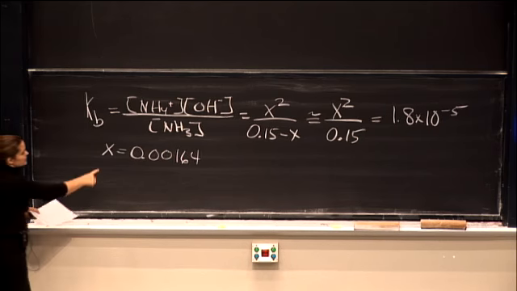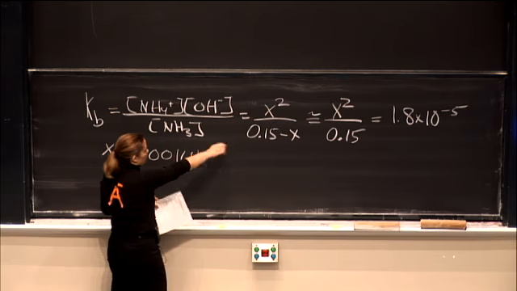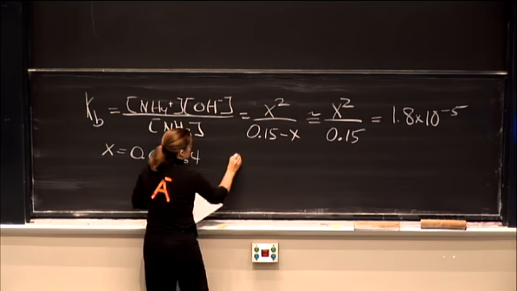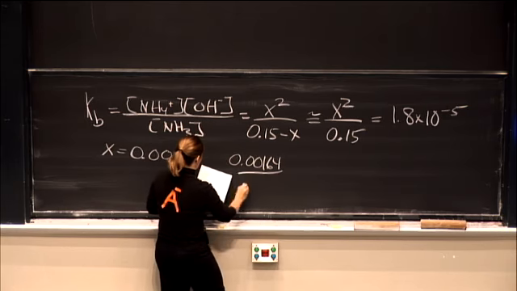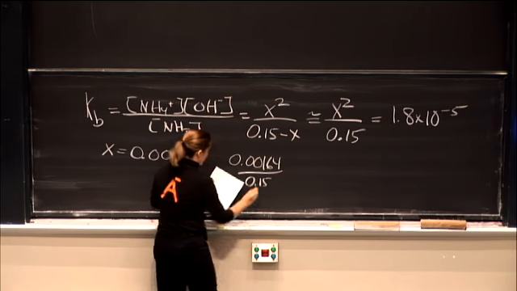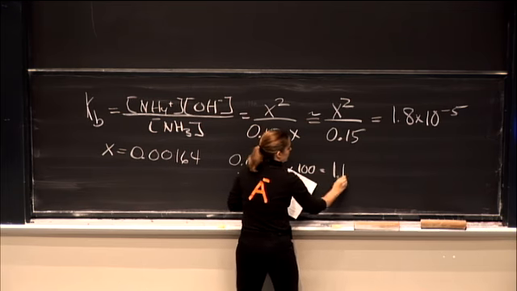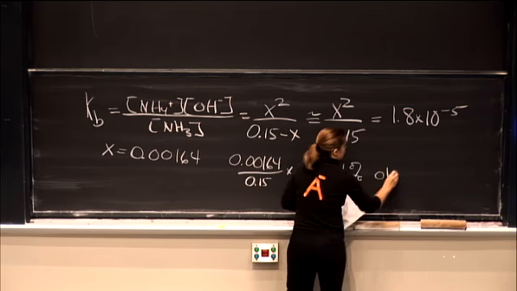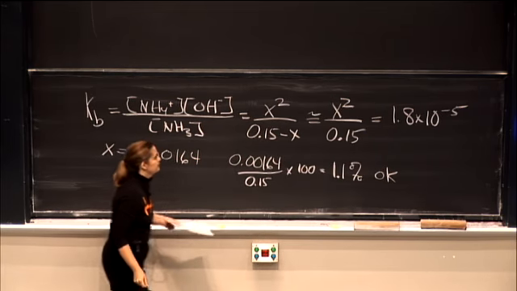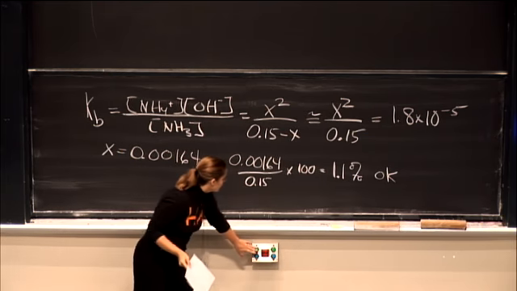We can look at whether that approximation was OK. Is this number less than 5% of 0.15? So we can say 0.00164 over 0.15 times 100, and that comes out to be 1.1%. So that's OK, that's less than 5%. That's good. We don't have to use the quadratic equation here.